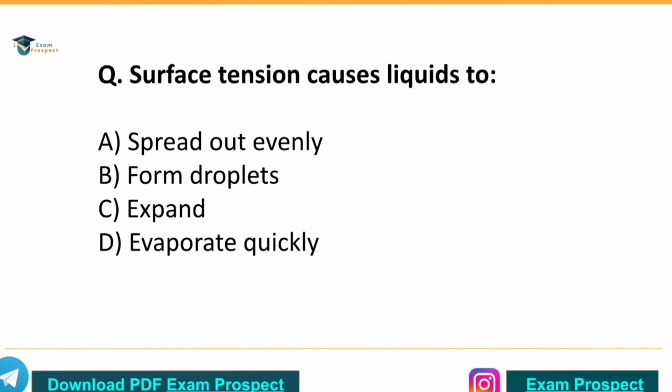Next question. Surface tension causes liquids to? The correct answer is option B. It forms droplets. Surface tension creates a thin, almost elastic film on the surface of a liquid, and this film acts like a barrier, minimizing the surface area of the liquid. And when a liquid forms a droplet, it minimizes its surface area due to surface tension.